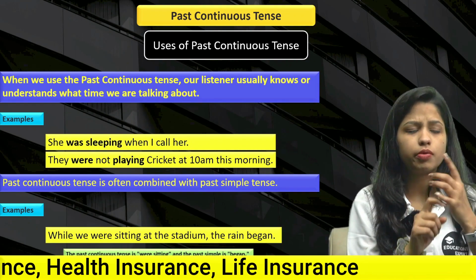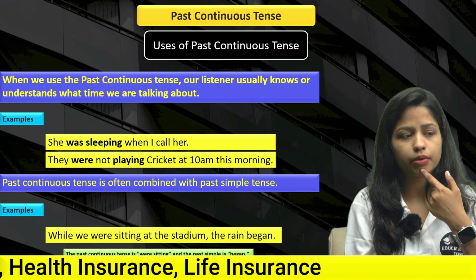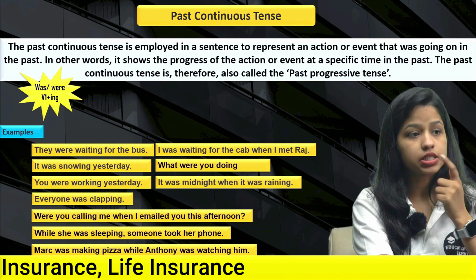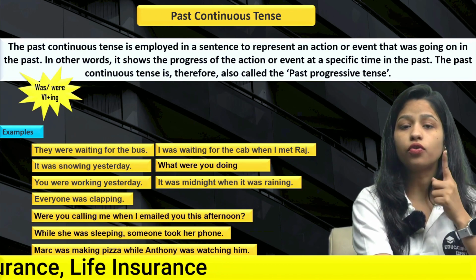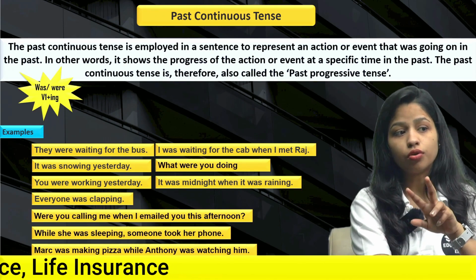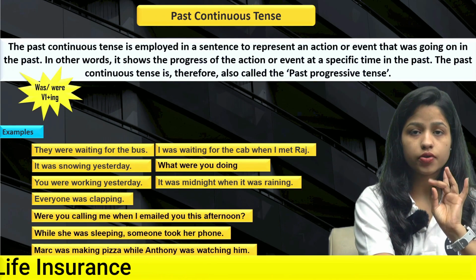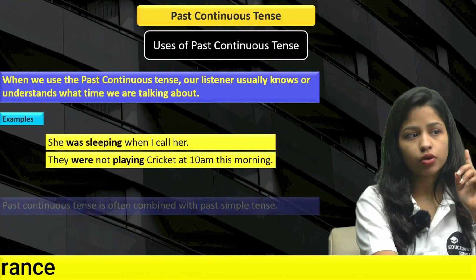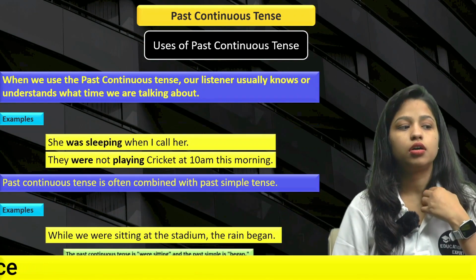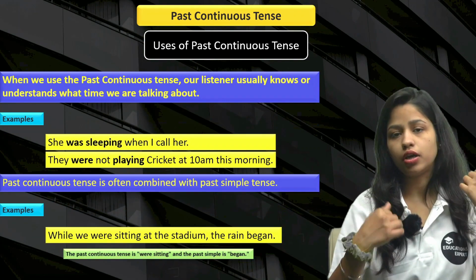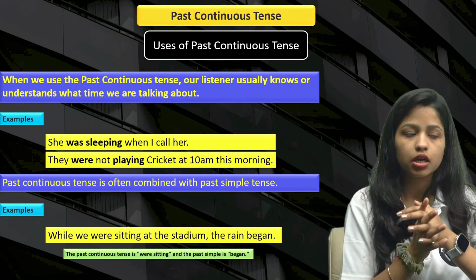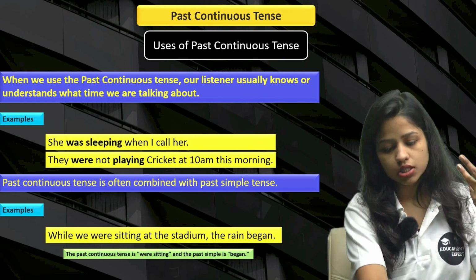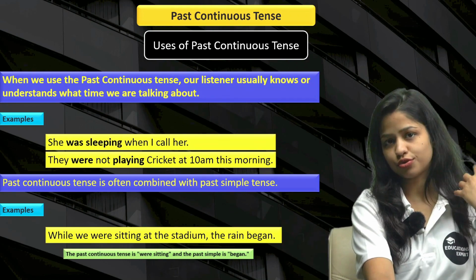So just before this, I have given you one example. If you remember this sentence: I was waiting for the cab when I met Raj. So there are two parts now. First we have past continuous tense, and then we have past simple tense. This is how you can get this, right? While we were waiting at the stadium, the rain began. So this is how you can get the idea that we can use past continuous tense and often combine it with past simple. Let's move forward and understand some more uses of past continuous tense.